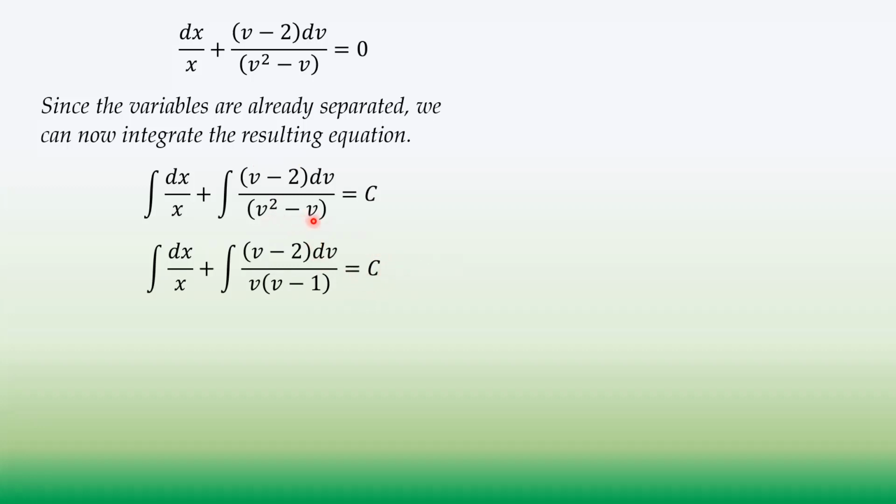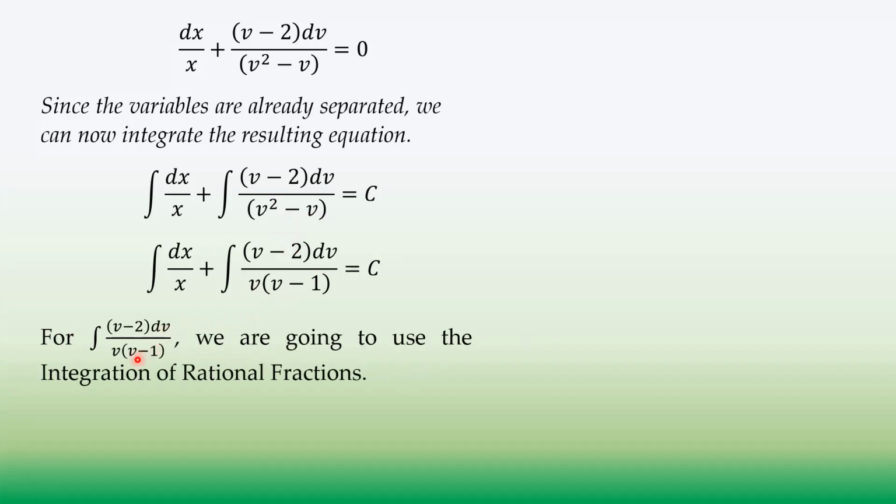Itong b squared minus b ay pwede nating i-factor, di ba? Common niya ay b. Nilabas ko yung b, magiging b times (b minus 1) na lang siya. Pinactor natin para magamit natin yung integration of rational fractions. So for the integral of (b minus 2) db all over b times (b minus 1), we're going to use integration of rational fractions. Meron tayong distinct linear factors, dalawa: b and b minus 1.